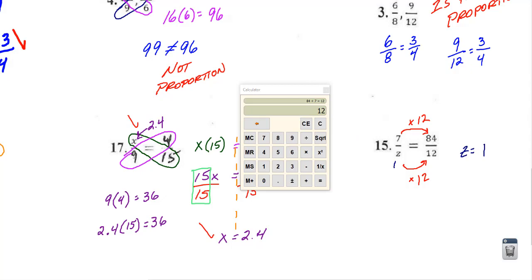And to prove it, we're going to go back to that same idea. We're going to do 7 times 12. That's 84. And 1 times 84 is also 84. We can feel pretty confident with that answer. It's worth taking the time to check. That took me less than 30 seconds to check it. It's worth taking the time to check. Okay, to the back page.